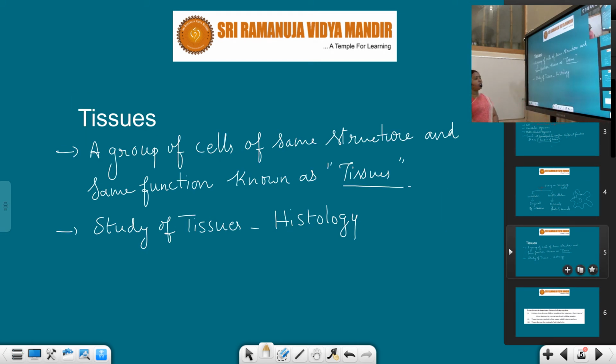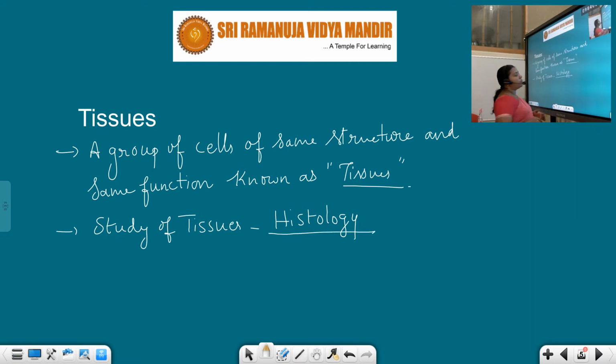Students, what do you mean by tissue? A group of cells of the same structure and targeted to perform the same function is known as tissue. A group of cells will combine to form a tissue. The study of tissue is histology. Very important point: the study of tissue is histology.